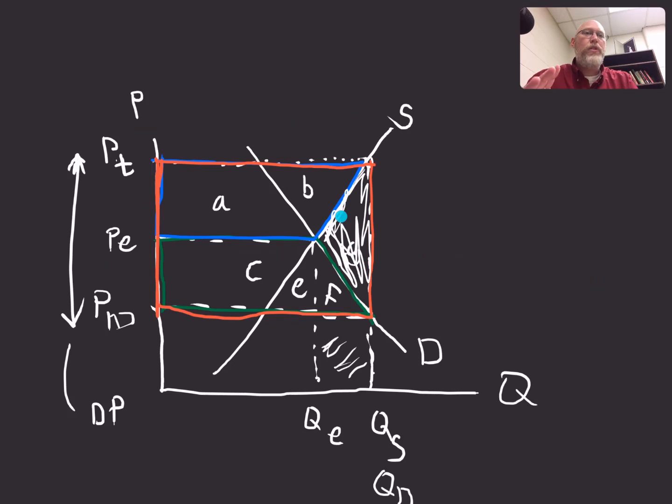And what I want you to do is I want you to flip back and I want you to compare this deadweight loss to the other deadweight loss. And what you're going to notice is that this deadweight loss is area D. The other one is area D plus a bunch of other things.